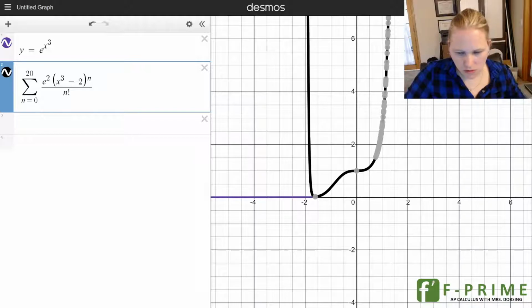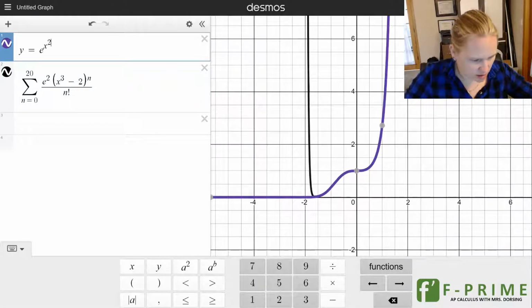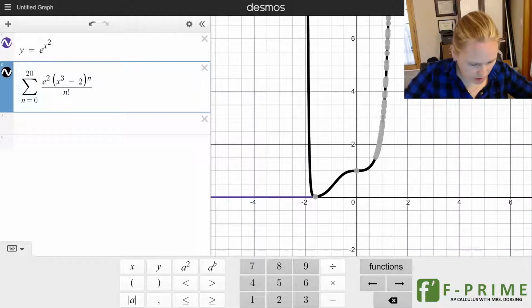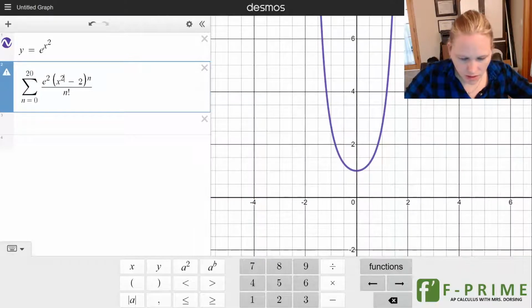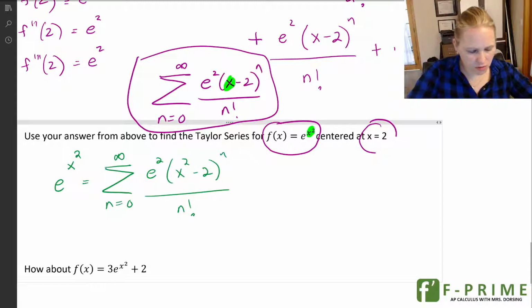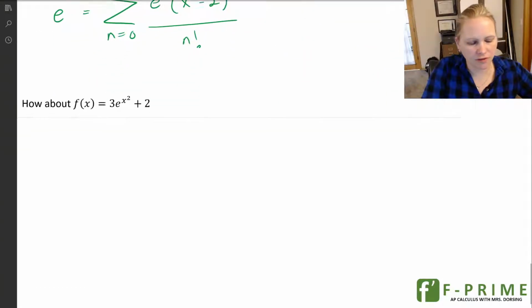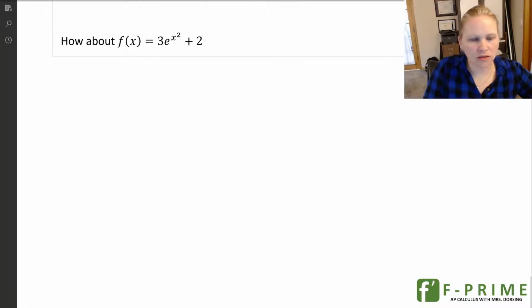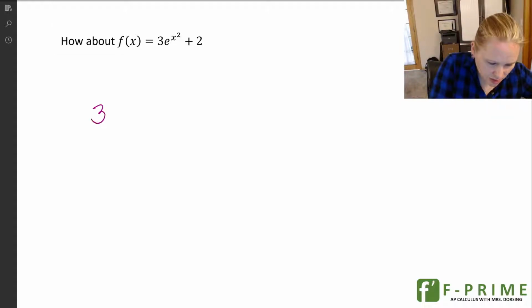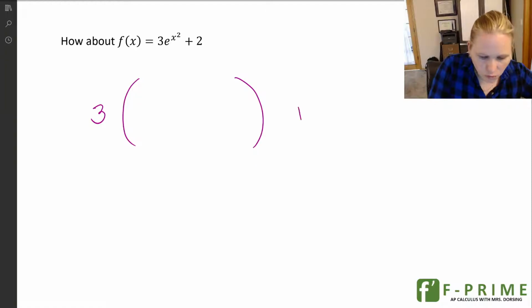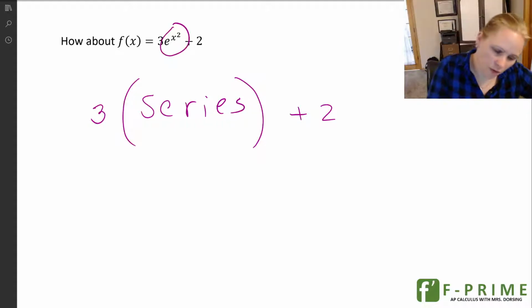So suppose we wanted to write, let's go ahead and change this back to e to the x squared. Boom, that's all we have to do. We'll give Desmos a chance to think. But suppose we wanted to take it one step further and write a function for this. Well, literally, this is just saying 3 times the function plus 2. So quite literally, we're going to say 3 times that sigma notation plus 2. That's all we're doing.